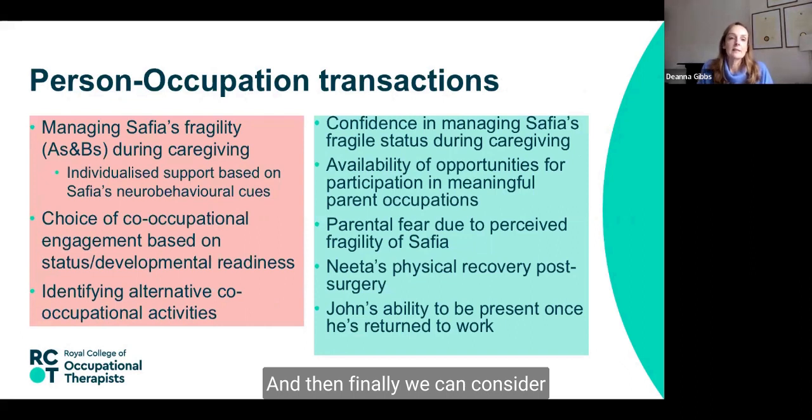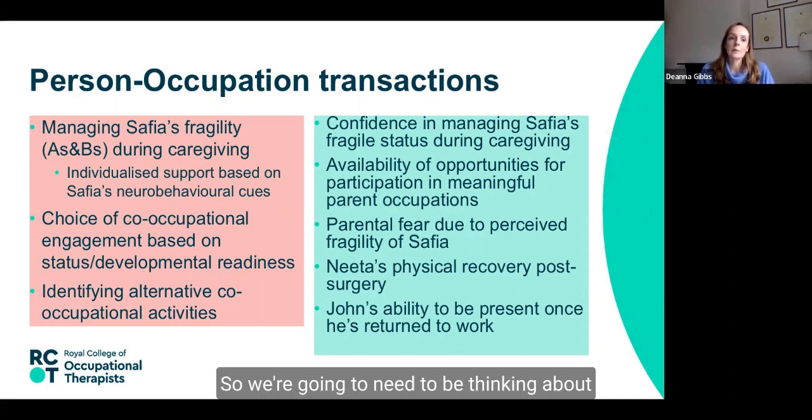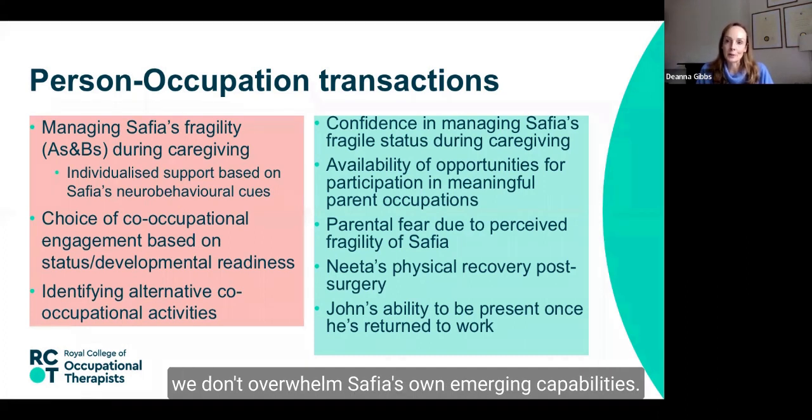And then finally, we can consider some of the person-occupation transactions. If we think about Sophia, how are we actually going to manage her fragility, particularly her apneic and bradycardic episodes during caregiving? We're going to need to be thinking about what individualised support we are going to need to give based on her neurobehavioural cues. We're going to need to be mindful of the choice of which co-occupations we might focus on initially based on her status and developmental readiness, and actually be talking with her parents about building up that slowly so that we don't overwhelm Sophia's own emerging capabilities.